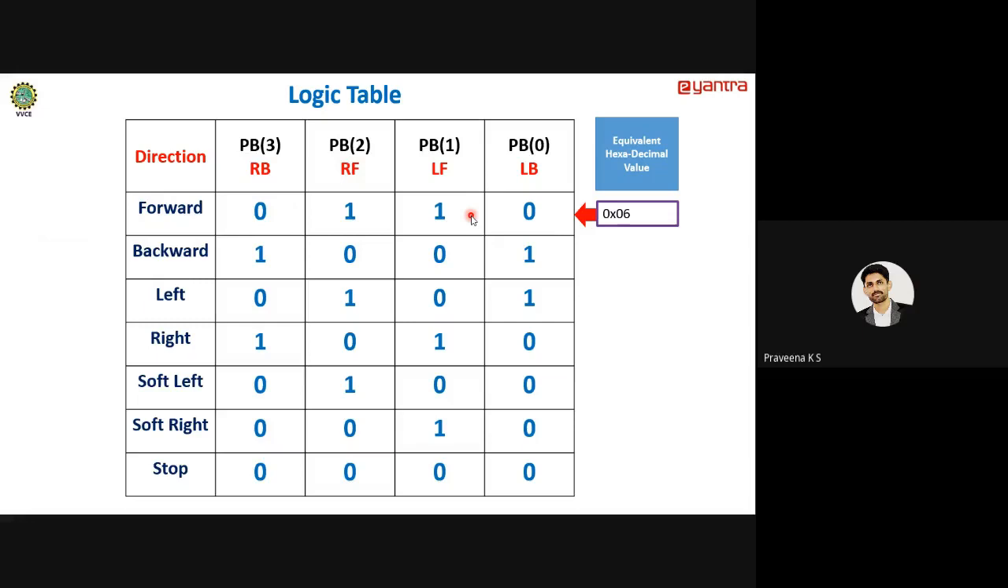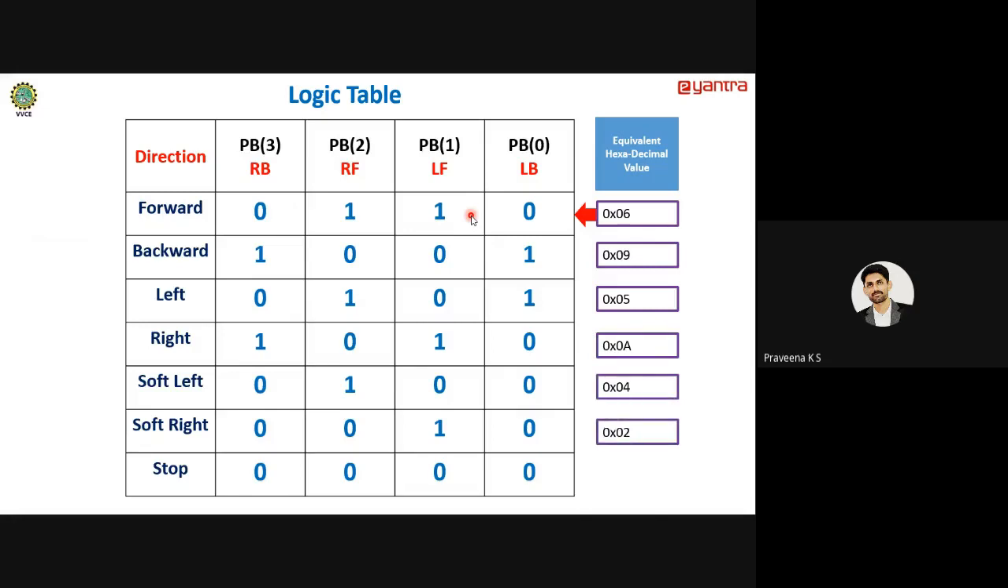0x06. The same way for backward, then left, then right, then soft left, then soft right, and even for stop. When you need to stop the robot, you can set all pins to 0000. Fine. I hope it is clear. The corresponding bit has to be set to 1 in order to have a particular direction.